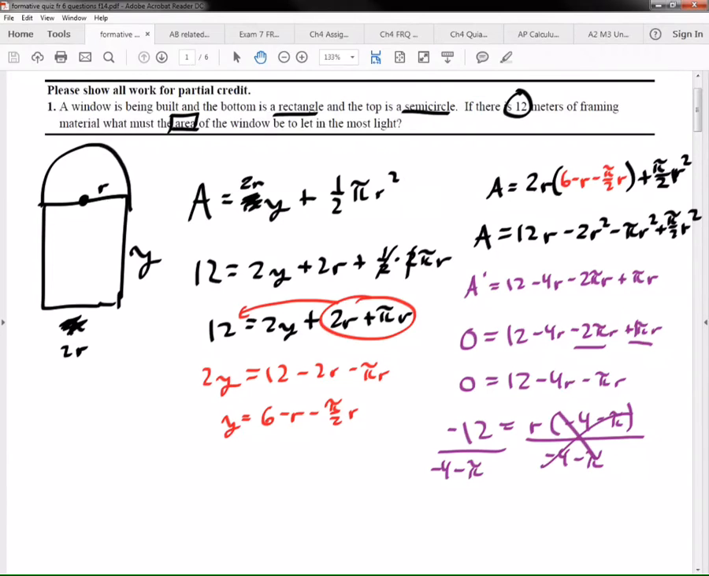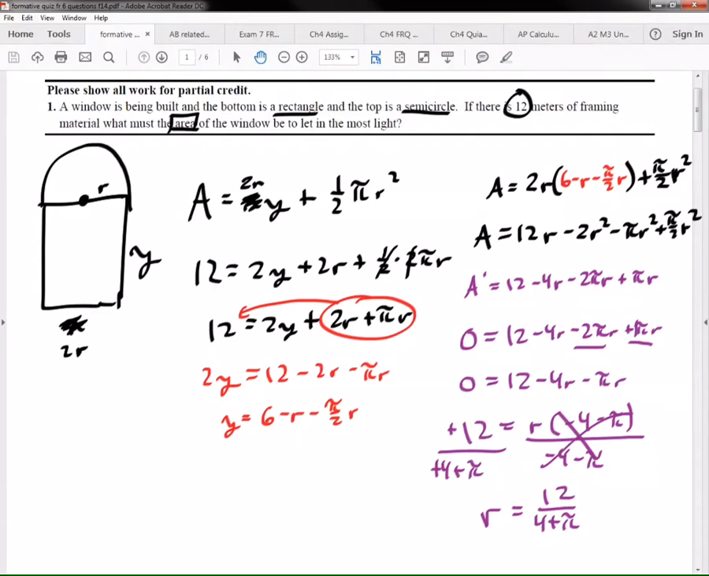Now I could take a negative out of the bottom, and I could take a negative out of the top, so I'm going to make these all positive. So now we have r equals 12 over 4 plus pi. That's kind of a nasty looking number, but I'm not using a calculator or anything, so this is what I would have to use. If I plug that into a calculator, let's see, what would you get?